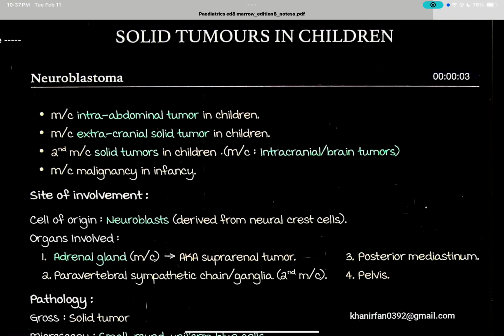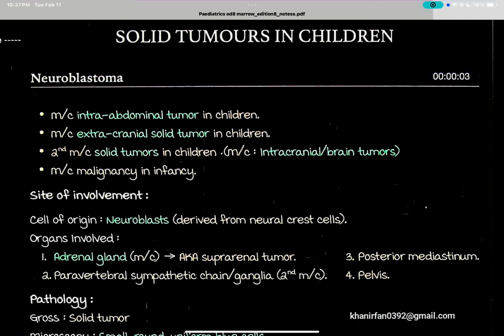Neuroblastoma is the most common intra-abdominal tumor in children, the most common extracranial solid tumor in children, and the second most common solid tumor in children after the most common intracranial brain tumor. The most common malignancy in infancy is neuroblastoma.